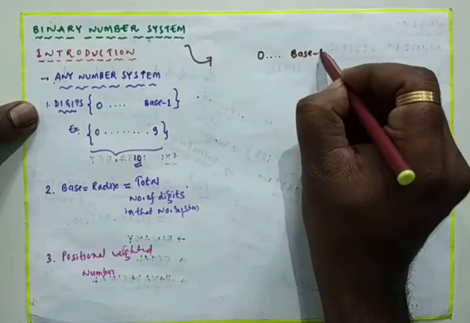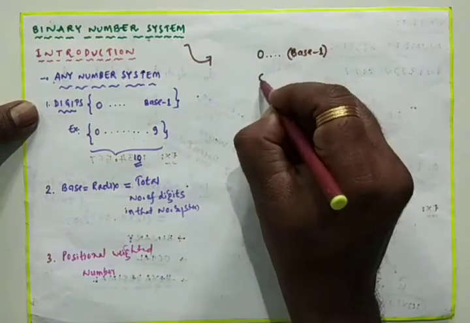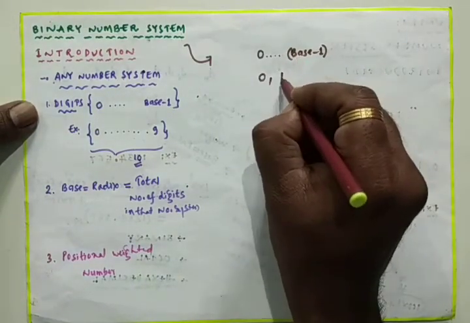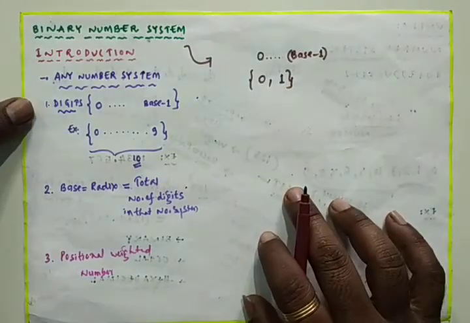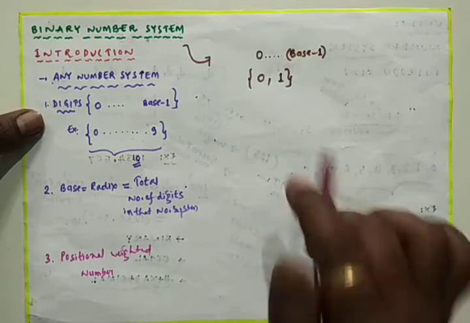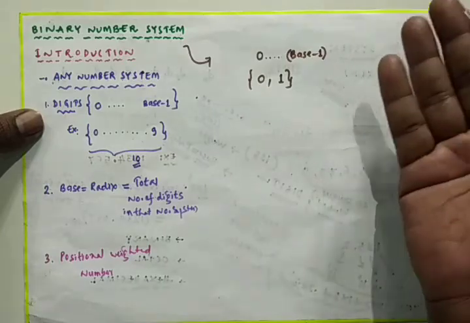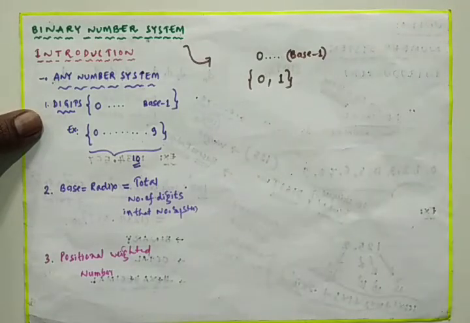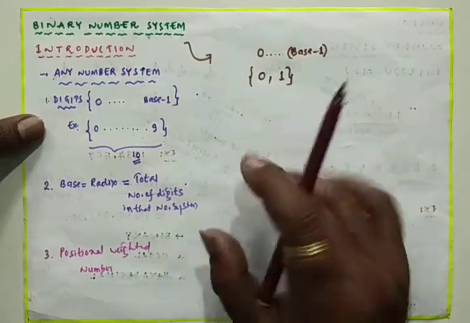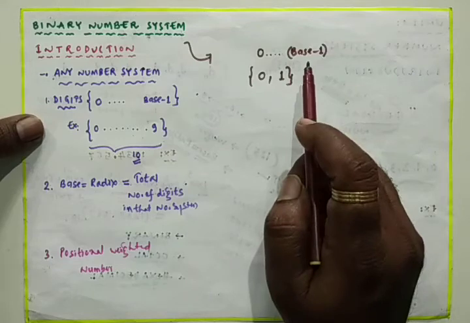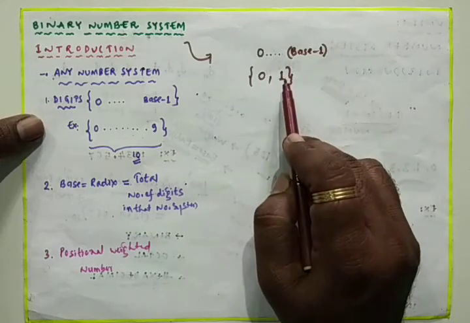The base of the binary number system is 2, so it is 0 to 2 minus 1, which is 1. That means in a binary number system, we can see only 2 digits, 2 unique symbols, that is 0 and 1 only. We can't see 2, 3, 4, or 9. Every number in the binary number system is a combination of 0 and 1 only.